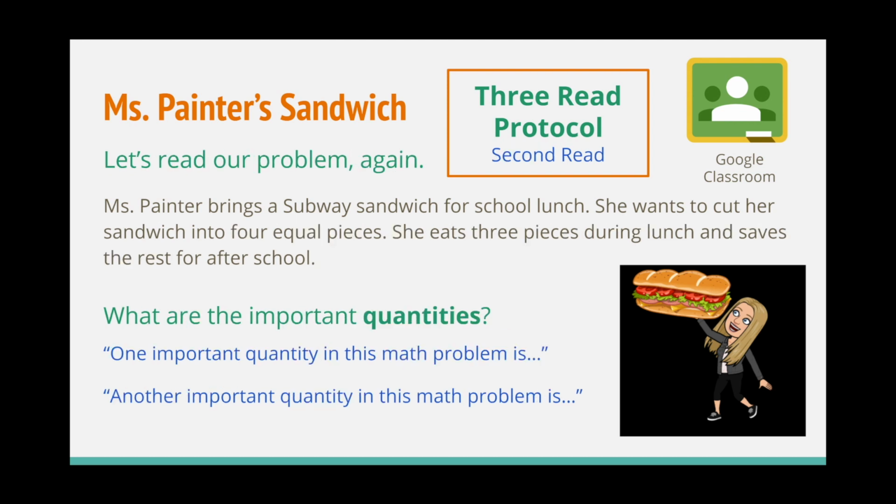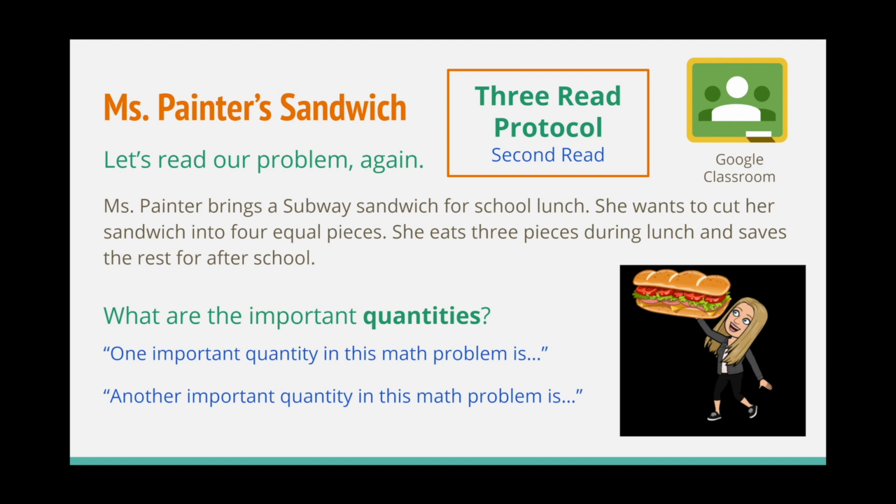Alright, our second read, we're going to read this problem again. And this time while I'm reading, I want you to think about, what are the important quantities? And if you're wondering what a quantity is, those are the numbers with our units. What are those important numbers and what do they mean?